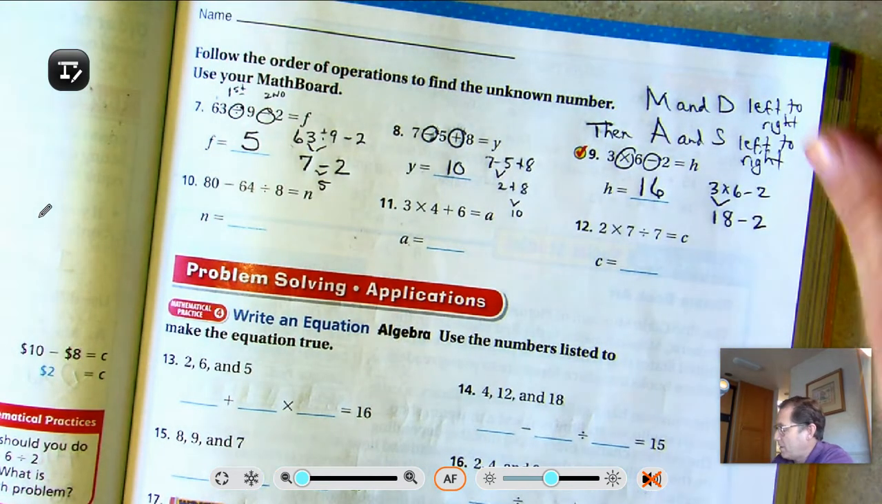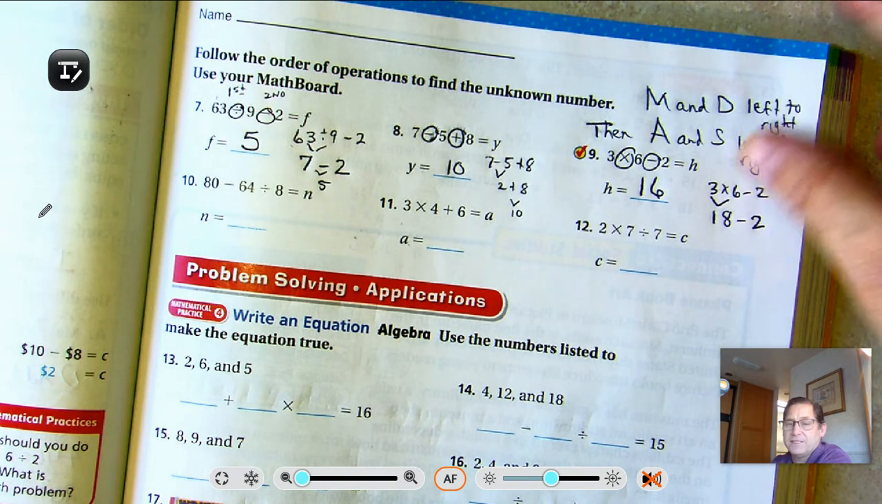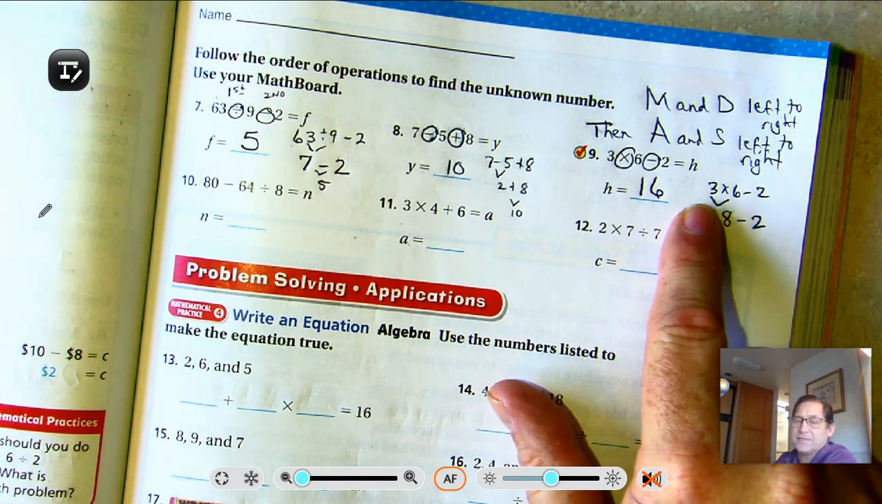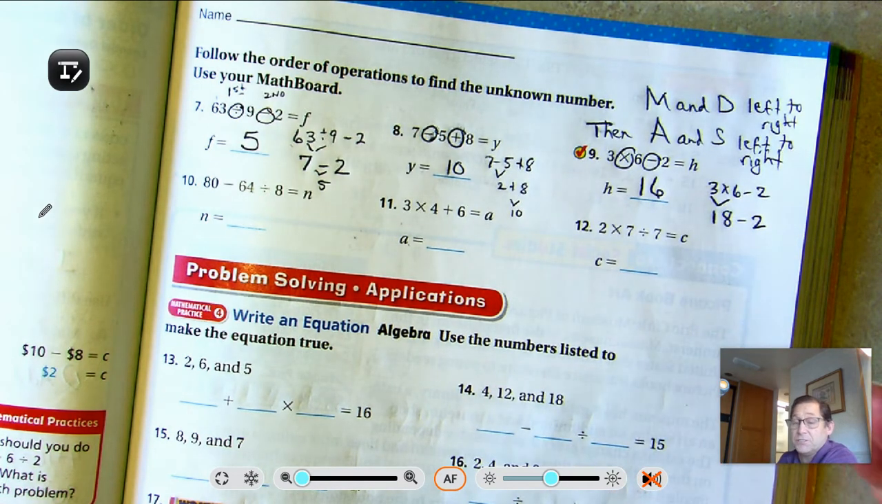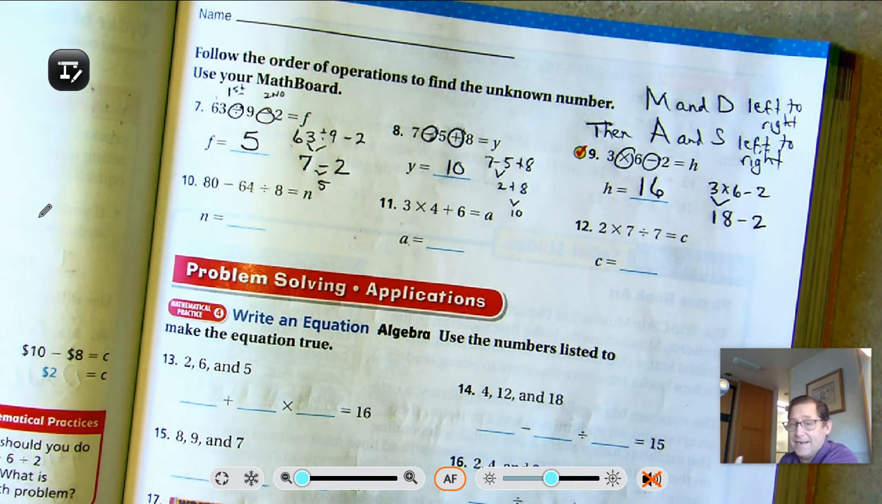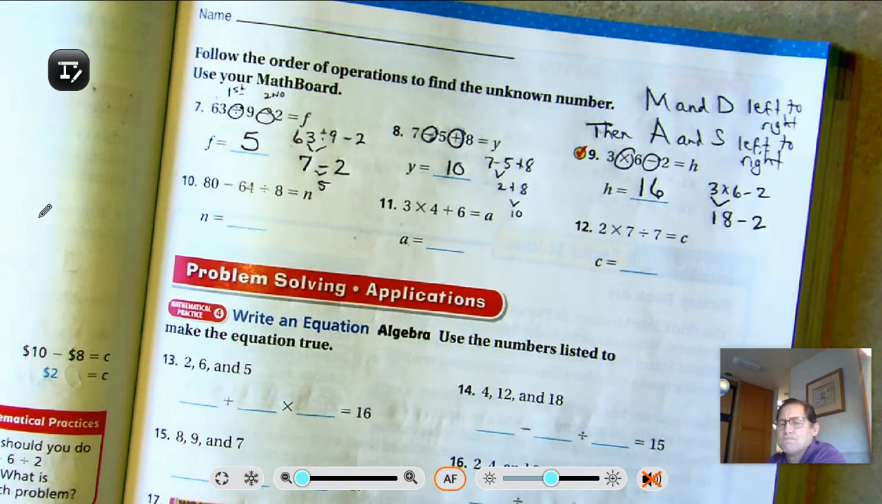Okay, this is where memorizing your multiplication facts comes in helpful. It's going to be much easier just to be able to say 3 times 6 is 18 than possibly have to use some of the strategies we've learned in this chapter. I could draw 3 circles and put 6 in each circle and get 18, but again, it's much easier just to say 3 times 6 is 18.